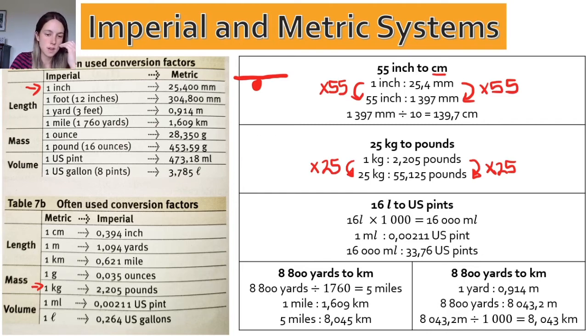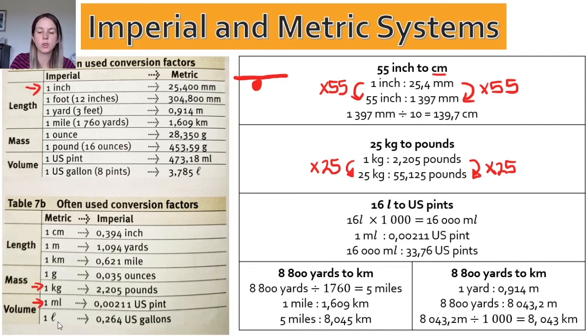And the next one, 16 liters to US pints. Okay, I can see we have US pints to milliliters and milliliters to US pints. However, we do not have liters to US pints. So I'm first going to change the 16 liters to milliliters. And I know I can multiply it by 1,000 to get milliliters. 16 times 1,000 is equal to 16,000 milliliters.